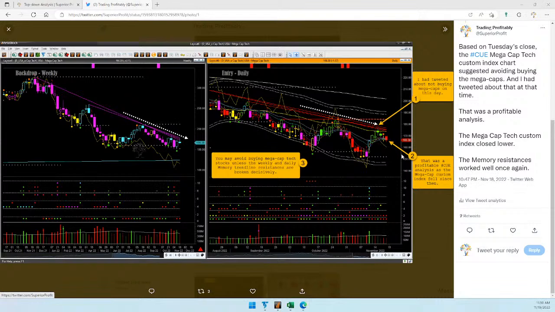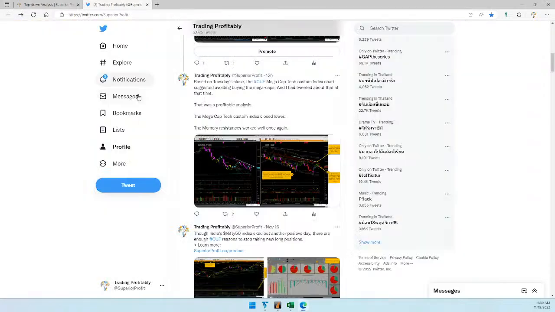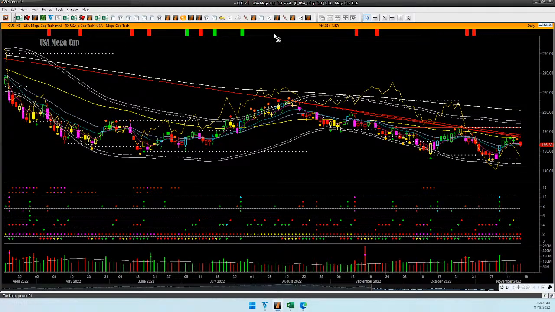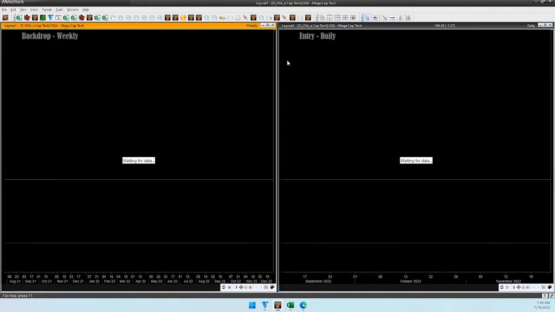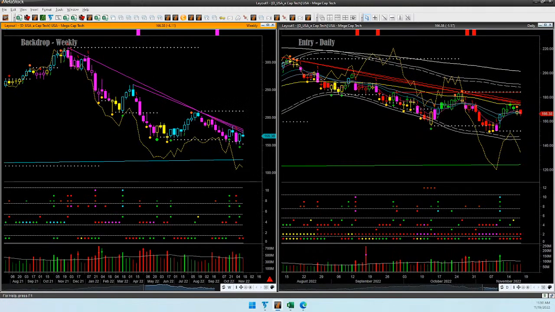You could probably look for some shorting opportunities in mega caps based on my initial tweet. If daily interval did not give any short setup, you could look for short setups using intraday precise entry chart. Let's look at the weekly daily of the same mega cap tech index as of Friday's close. Well, that's the one that I tweeted.